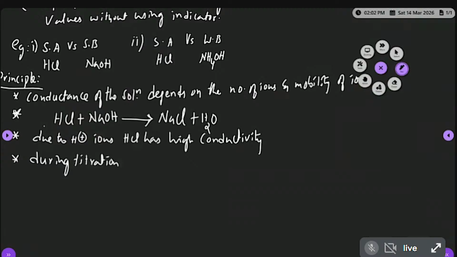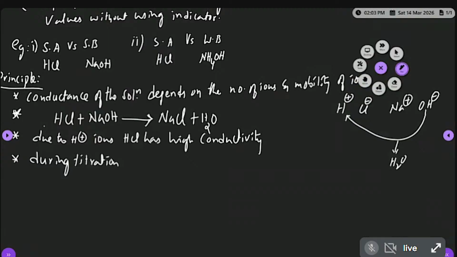So here the mechanism is like this. In the HCl solution, H plus ions and Cl minus ions are there. While adding NaOH, Na plus and OH minus ions are added to the HCl solution. Now what happens? These OH minus ions neutralize the H plus ions and form what? Water. When NaOH is added to HCl, the number of H plus ions gradually, what happened? Decreases or increases?